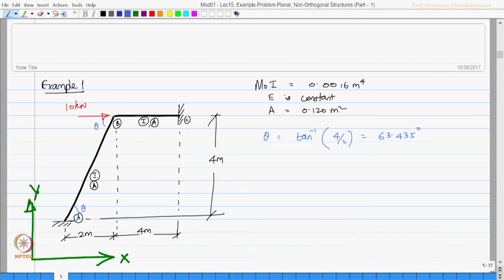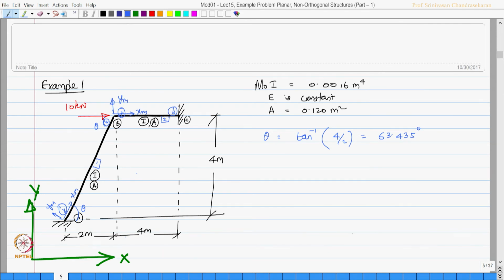Now, let us fix up the local axis of each member. This is my first member, this is my second member. Let us say the local axis of this member has the jth end here and the kth end here, and this becomes my x m and this becomes my y m. Similarly, for the second member, this becomes my jth end, kth end, and this becomes my x m axis and this becomes my y m axis.